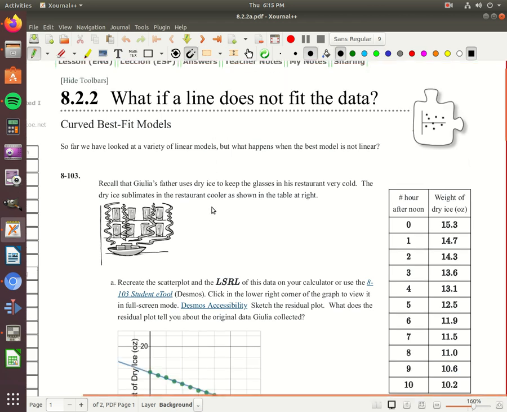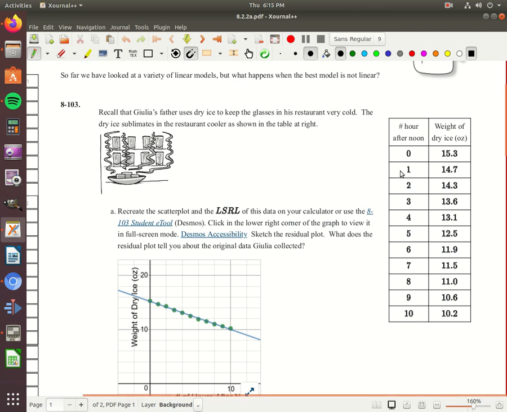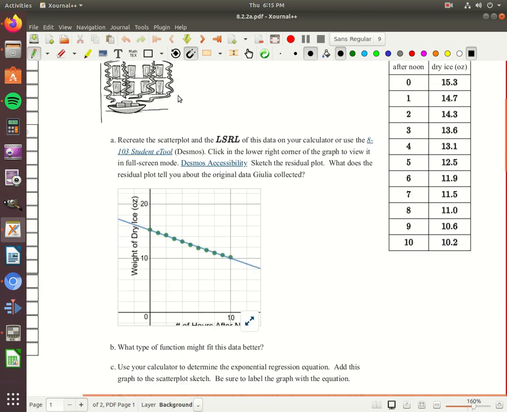So recall Julia's father used dry ice to keep glasses in his restaurant very cold. The dry ice sublimates, which I think just means melt, but I don't know, in the restaurant cooler as shown in the table at the right. So the weight goes down. Ask Heflin or Cohen what sublimate means, because I don't know. So anyways, it says recreate the scatter plot and the LSRL of the data.